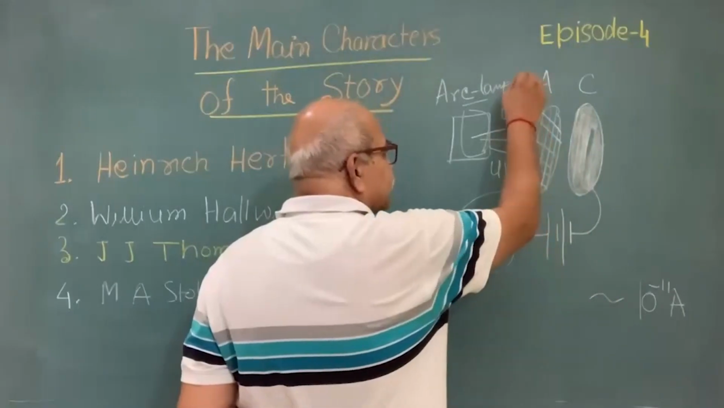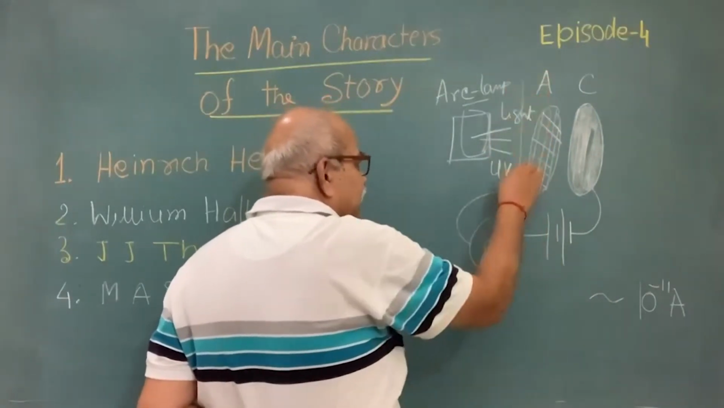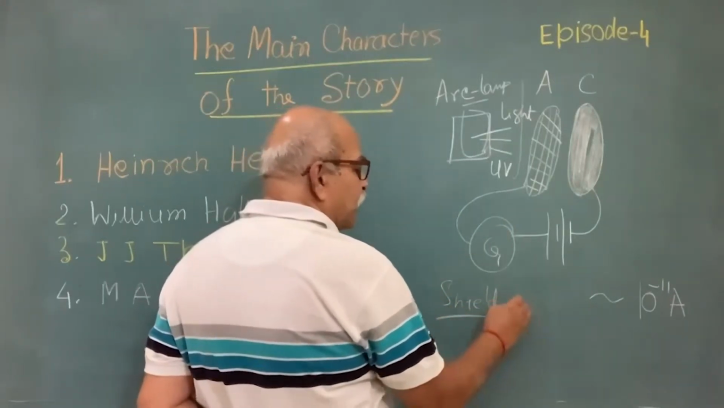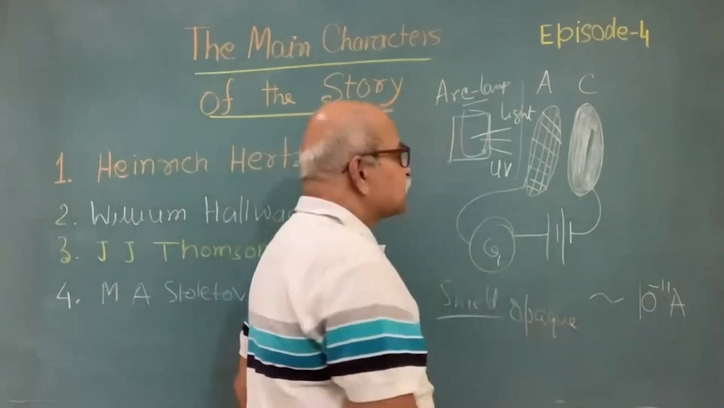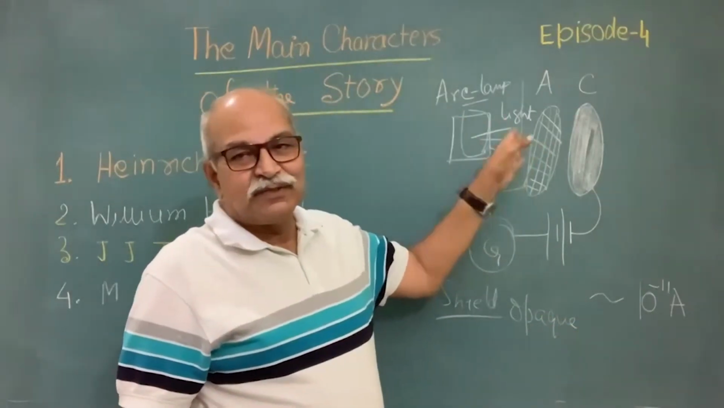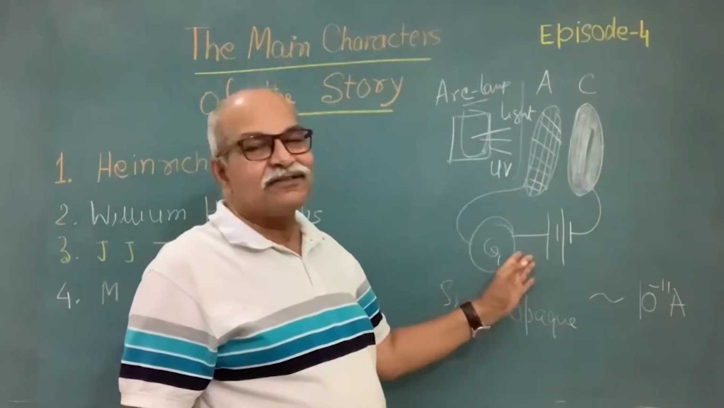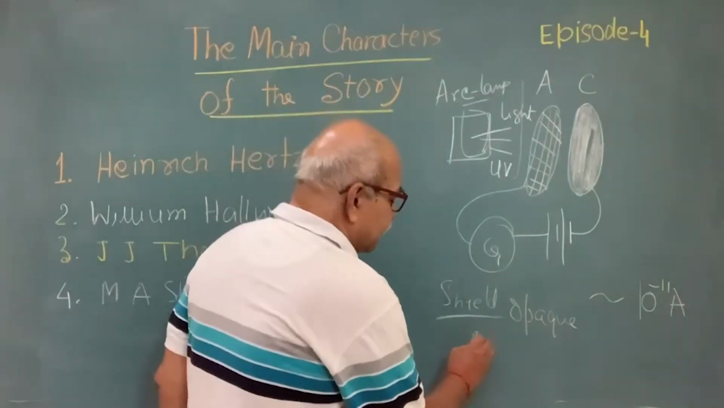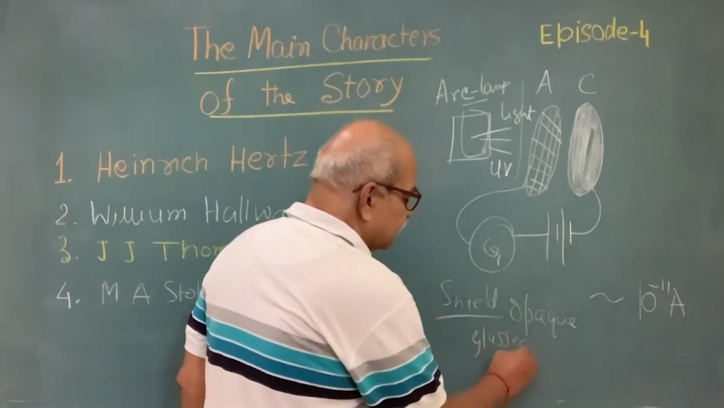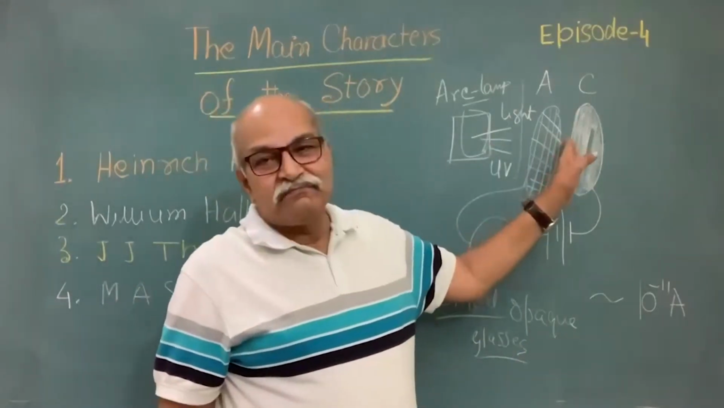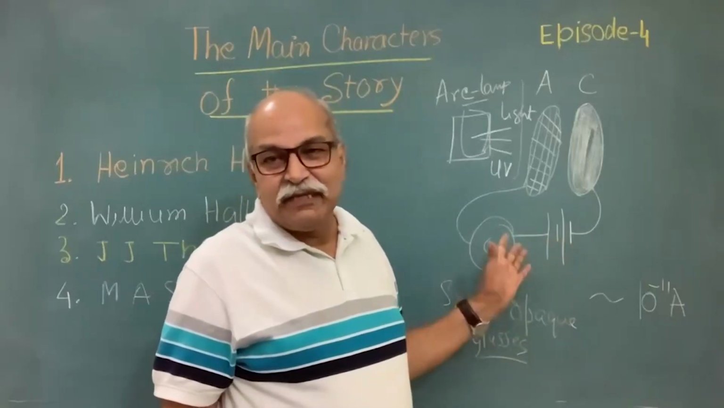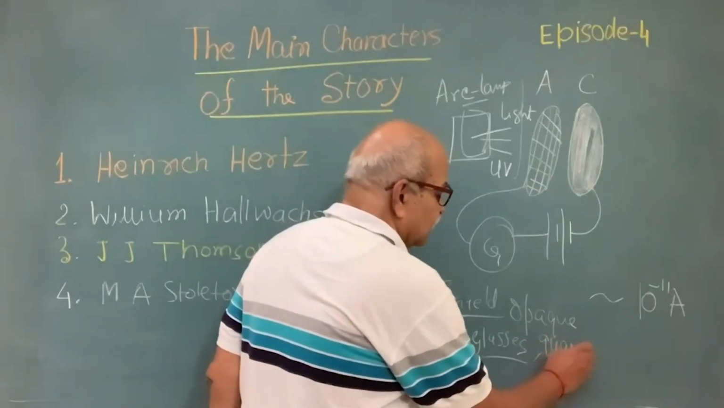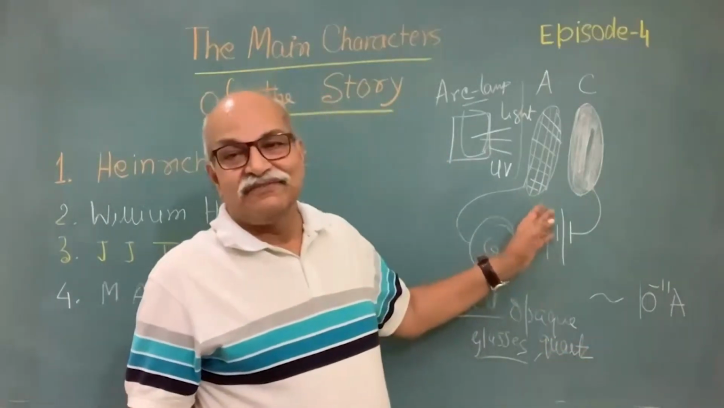One is putting a screen here, some kind of shield. If it is an opaque sheet, of course the entire light is blocked, and then there is no current or negligible current. But then he puts varieties of glasses. So the light is going, but even then the current is very minimal. And then when he puts quartz, he finds a very significant current.